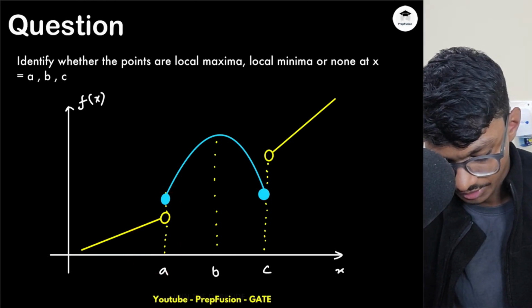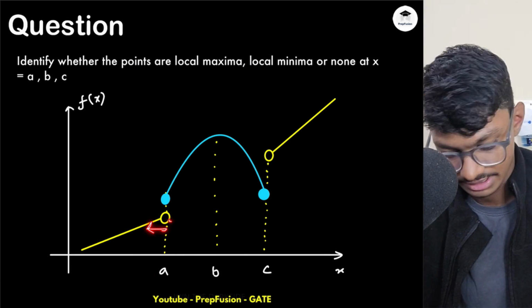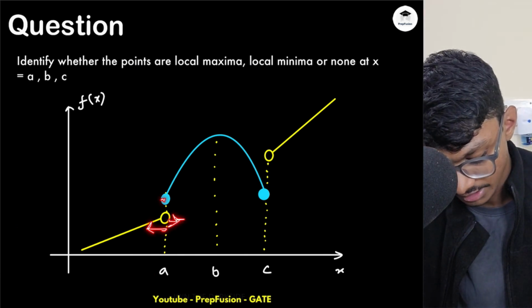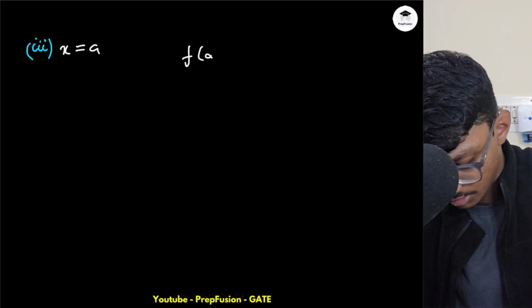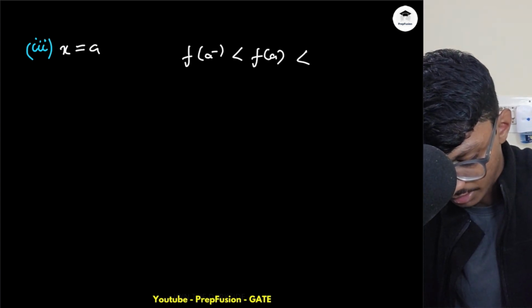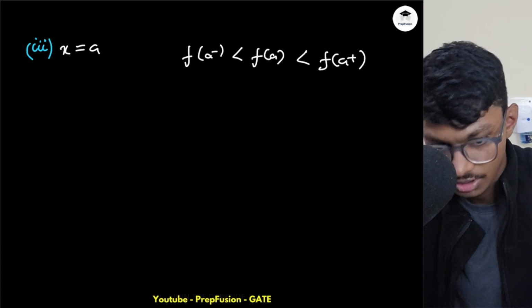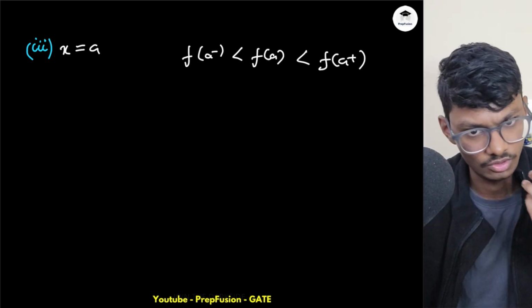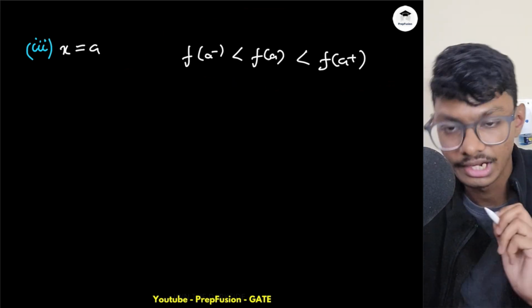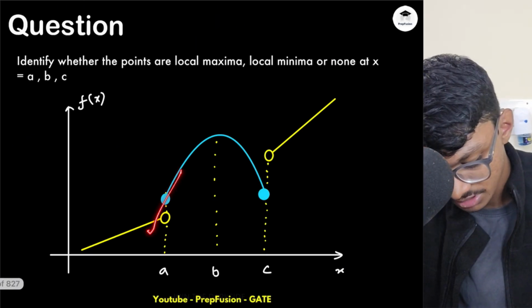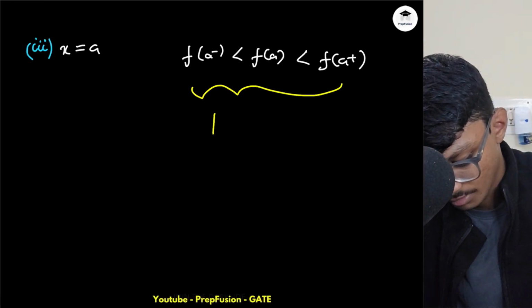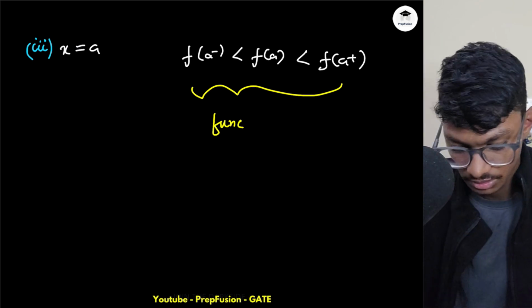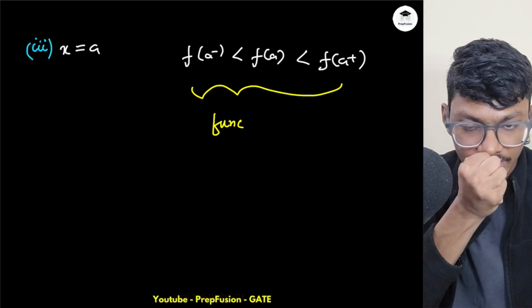If I talk about x equals a, just before this point this value is lower, just after this point this value is higher. So I can say f of a minus is lower than f of a, which is lower than f of a plus. Now can I conclude anything? No, right? I can't conclude local maxima or minima. What I can conclude is this function is increasing monotonically, because just before it was lower, then it became higher, then again it became higher.